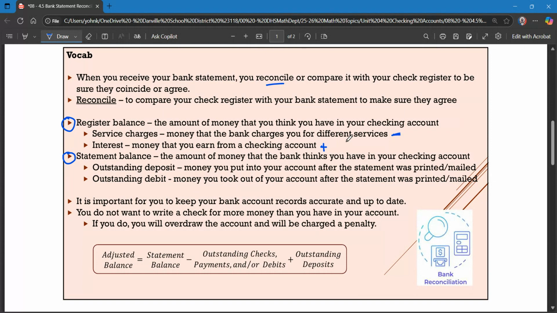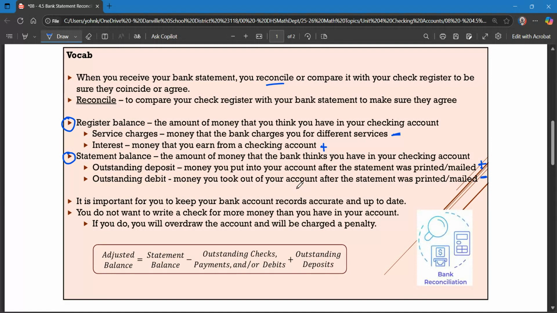We want to make sure that this coincides with the statement balance. That's the amount of money that the bank thinks you have in your checking account. This is the balance that is on the paper statement that you got in the mail. Some things you have to think about: outstanding deposits. This is money that you put into your account after the statement was printed or mailed. Those are added in. Last one, outstanding debits. This is money you took out of your account after the statement was printed or mailed. That's stuff that gets subtracted.